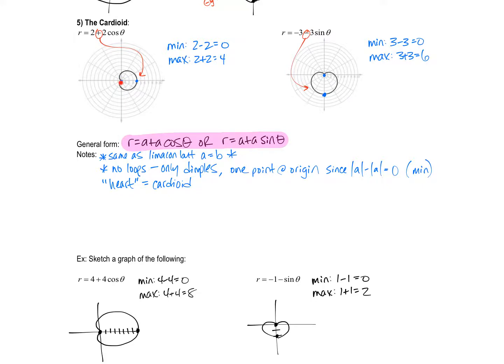It's always a dot on the pole and then another dot at your max distance, and because this is positive cosine, go on the positive x-axis. Because this one is negative sine, go on the negative y-axis. And this distance is 6 because that's my max here. So here's our general form. Here are some things to write down, but that's more simple if you're okay with the limaçon.